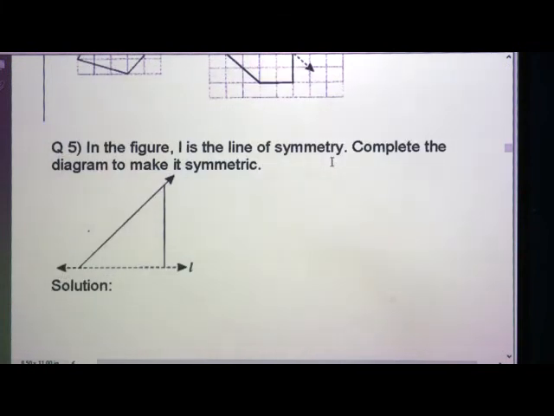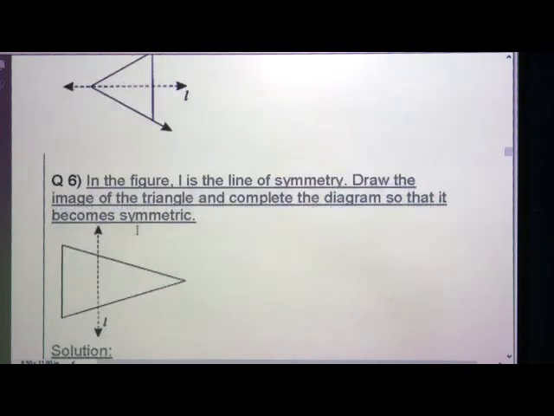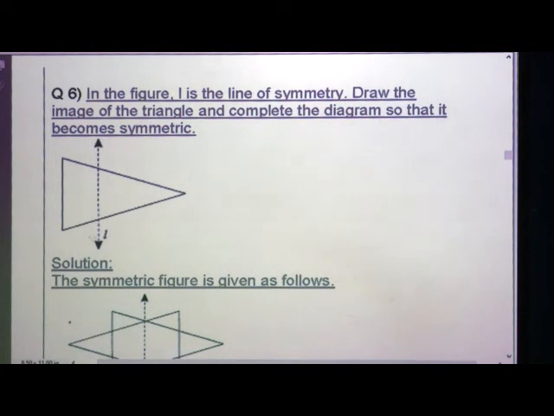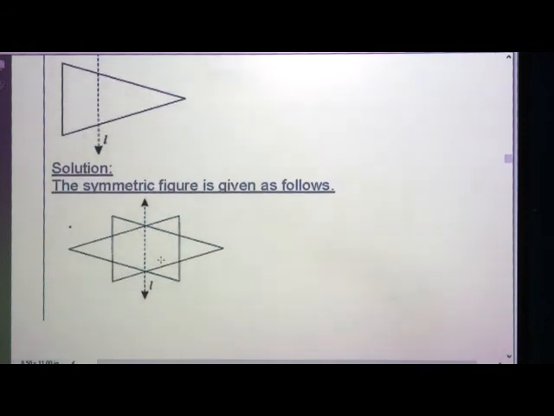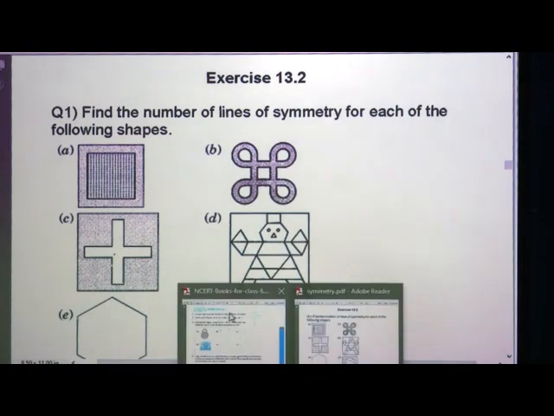In the figure, L is the line of symmetry. Complete the diagram to make it symmetric. So, see, the figures are given and we have to draw the line of symmetry. So we have drawn the line horizontally and then the pattern becomes a symmetrical pattern. Now, a few triangles are given, and we have to find whether these are symmetric or not. See, is this symmetric? No, because this is the wrong line where they have drawn the line of symmetry, because both sides are not identical. Here, yes, it is the same. Yeah, let us move towards the next concept now.